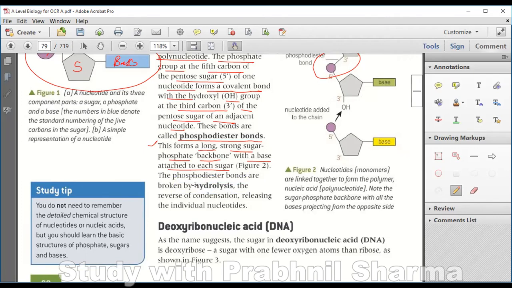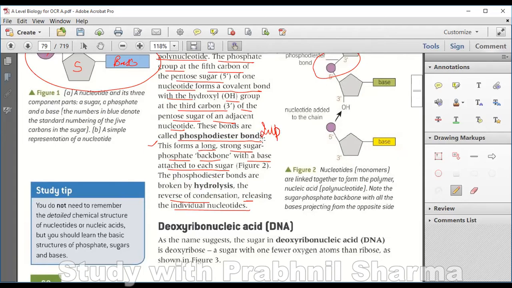Clear? It is the reverse of condensation, releasing the individual nucleotides. If you want to break it down, we just need to add water. Hydrolysis is there. Clear? Any doubt up to this point?